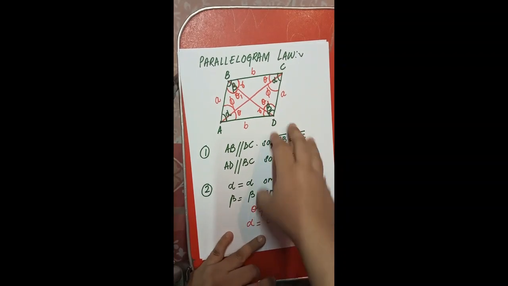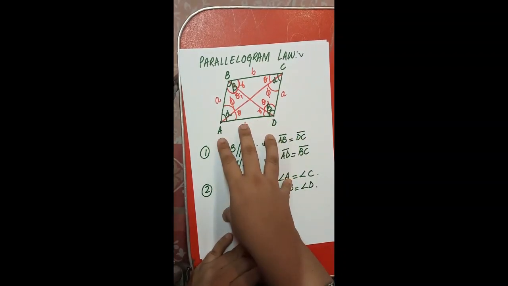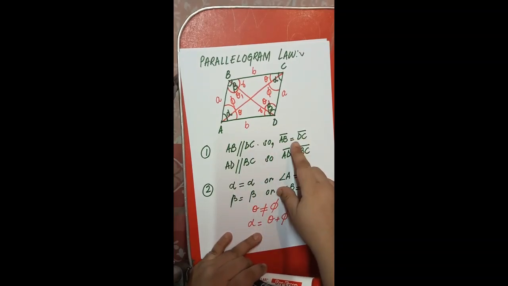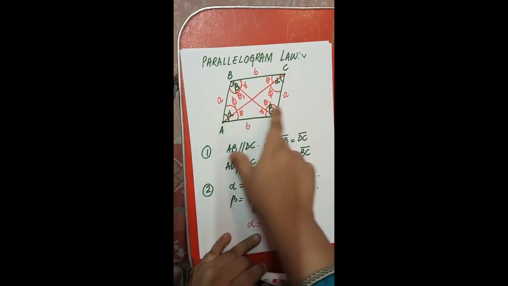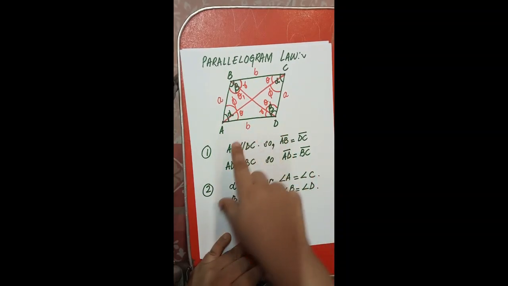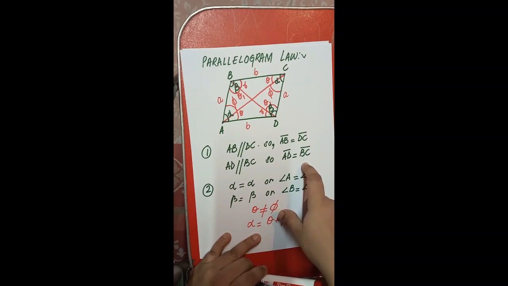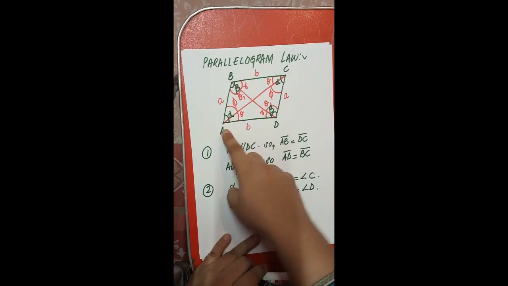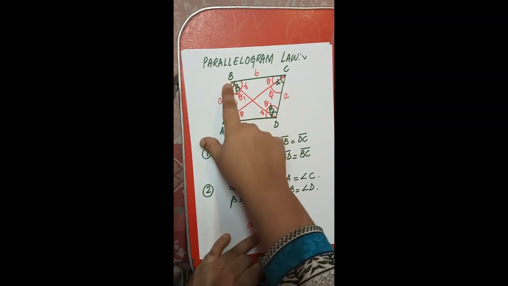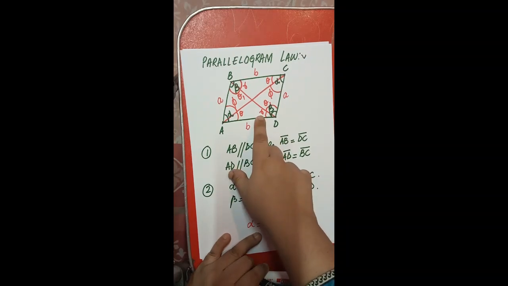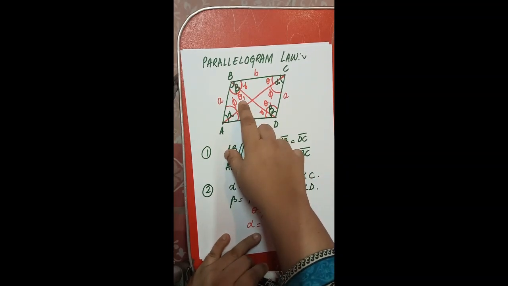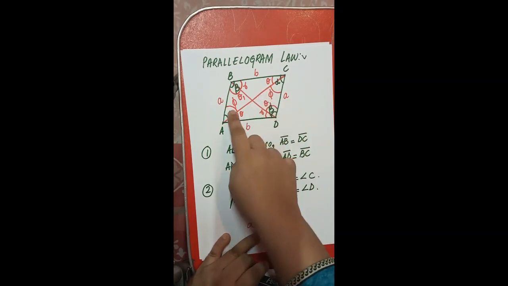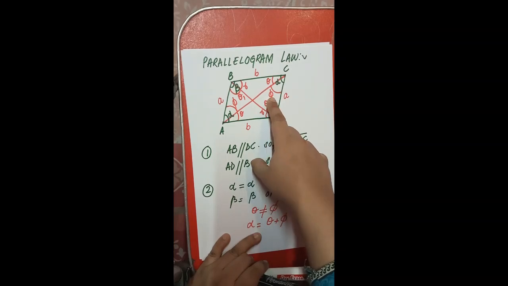Always keep it in mind, if we are going to discuss the parallelogram law or the properties of the parallelogram: magnitude of AB is equal to magnitude of DC, meaning the parallel sides' magnitudes should be the same. So AD magnitude is equal to BC magnitude. Opposite angles are the same. Angle A is equal to angle C, angle B is equal to angle D. If this angle is gamma, this angle is also gamma. If this angle is theta 1, this angle is also theta 1. If this angle is theta, this angle is theta. If this angle is phi, this angle is also phi.